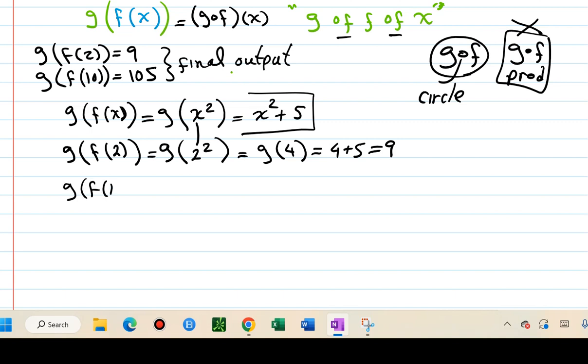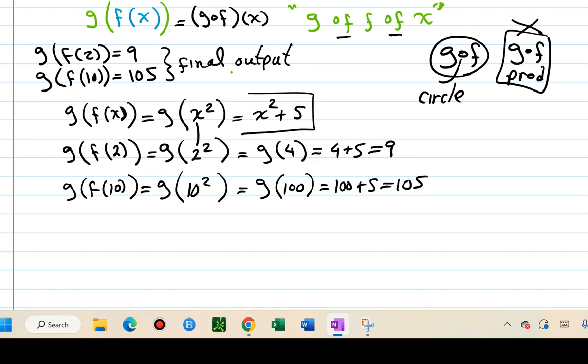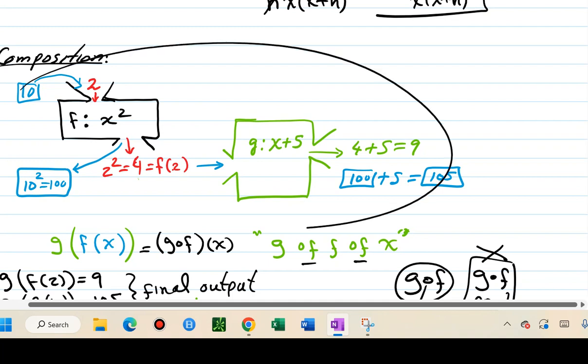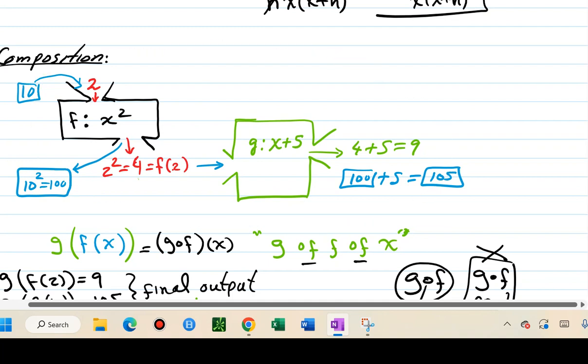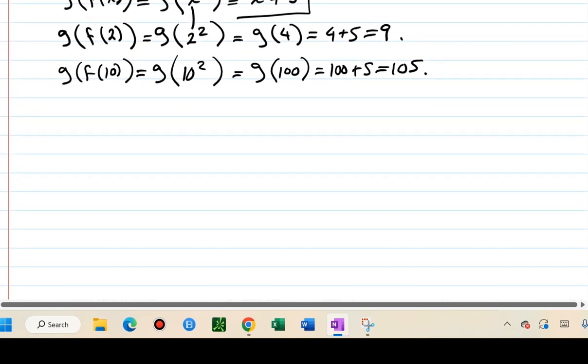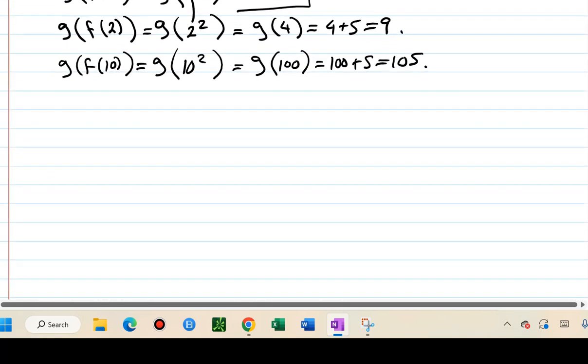Let's do G of f of 10. Well, the function f will square the input. The output of that is 100, and G processes 100 by adding 5 to it. You get 105. This is again without going through this whole function machine notation, but it's really a good way to illustrate and show how this composition takes shape.